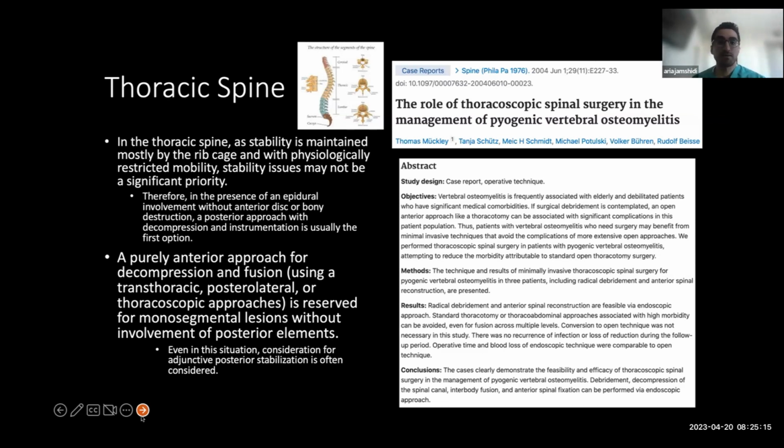Some have explored the role of thoracoscopic spinal surgery in the management of pyogenic vertebral osteomyelitis, which I thought was interesting, which is why I included this study. This is a group in 2004 that published a thoracoscopic approach for monosegmental lesions in the thoracic spine to reconstruct the anterior column, demonstrating the feasibility and efficacy of this approach. But then you have to question to yourself, is it worth the blood loss, the operative time, and the risk from going anteriorly?